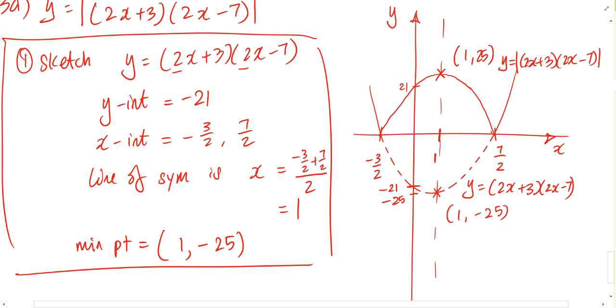What are the allocated marks? We are looking for the shape. If you have this highlighted shape and you have the correct turning point and you have the correct intercepts, 21, negative 3 over 2, 7 over 2, you get 2 marks. Every mistake you make, minus 1 mark. So what I'm looking for is the shape, turning point, the 3 intercepts. Okay? Yes?